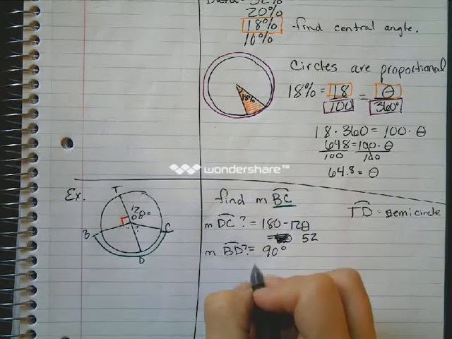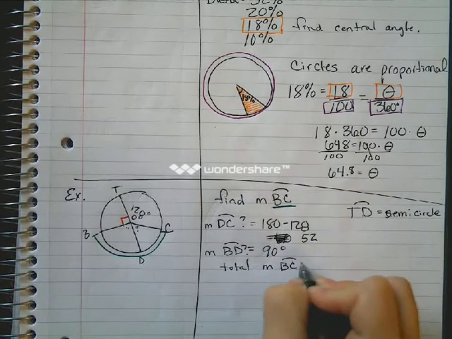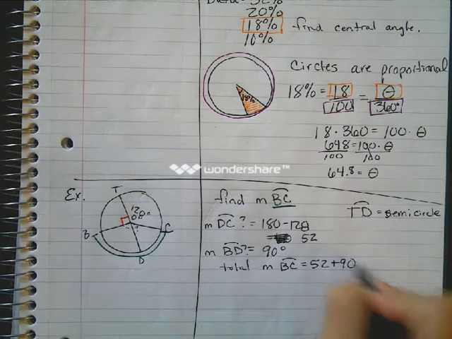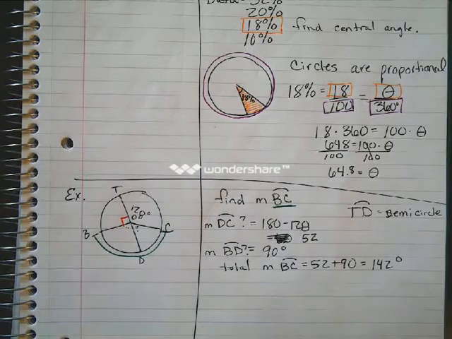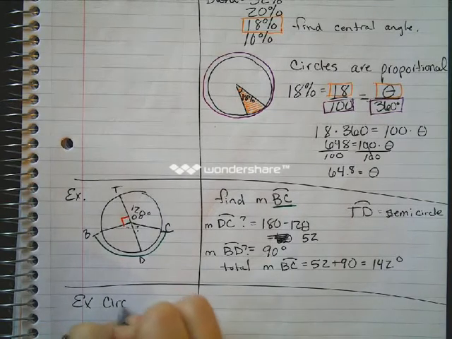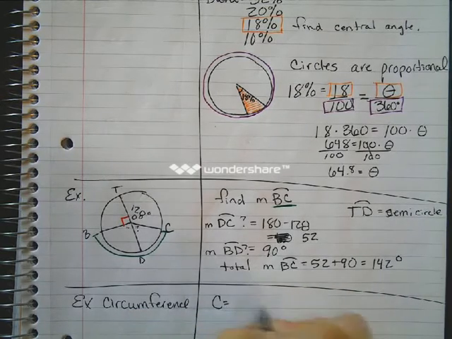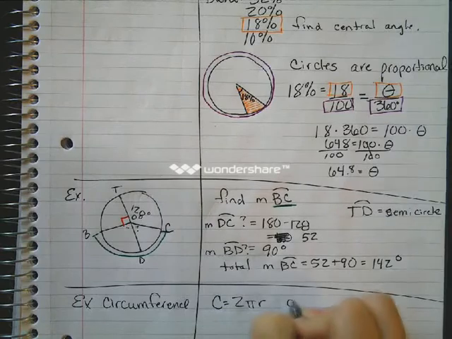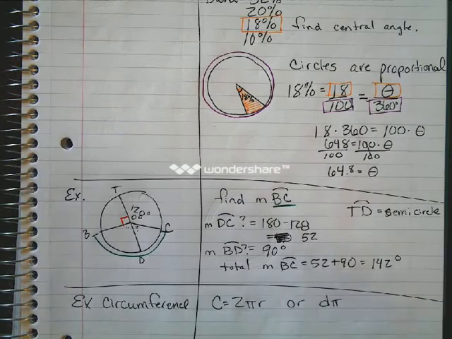Last thing you need to know how to do is circumference. The formula for circumference is either 2 pi r or d pi. So if I gave you a circle and I asked for circumference and I told you the radius was 6, I would use this formula because I was given radius. If you're given diameter, you could use this formula. So C equals 2 pi times 6.